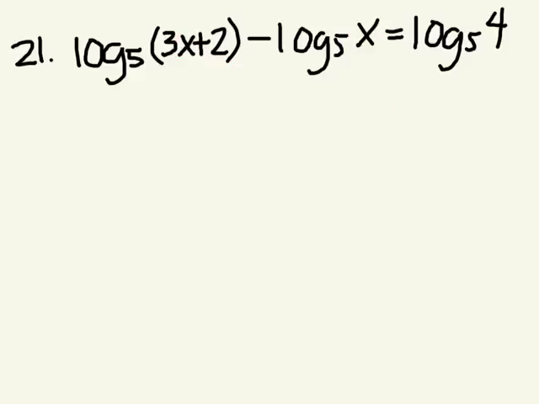Number 21 is a log problem. Here we want to start by combining. You can see that we have logarithms on both sides of our equal sign, but we can't cancel the logarithms until we're down to just one on each side.